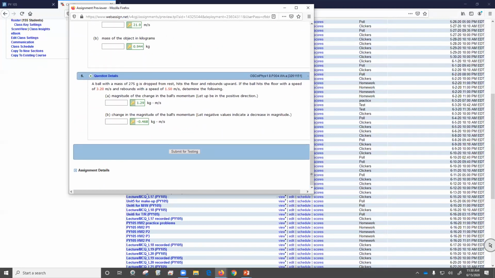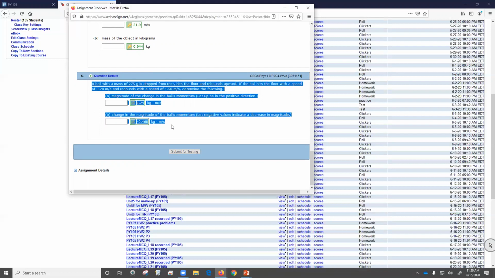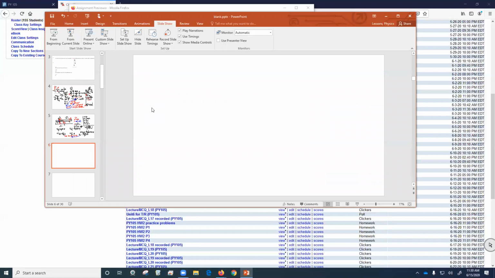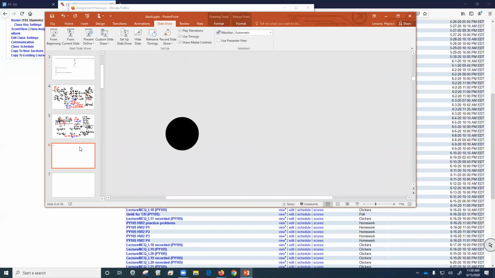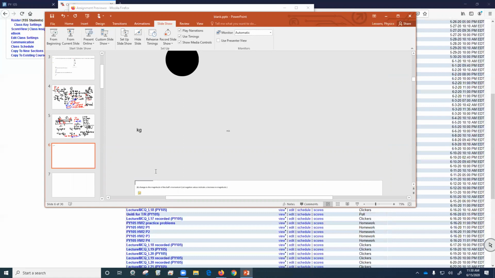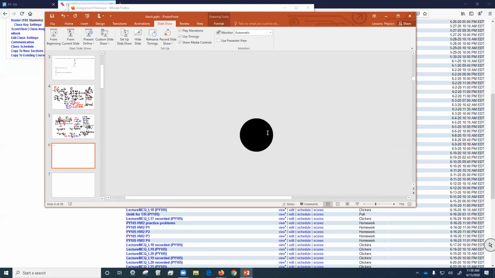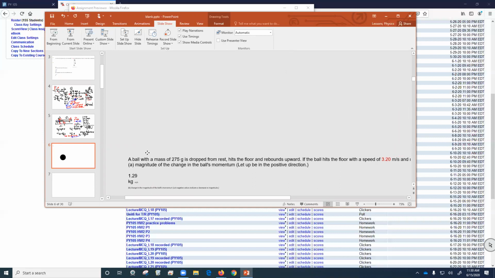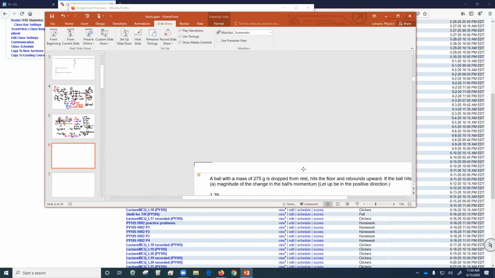A ball is dropped from rest. Okay, hits the floor and then bounces back. What do we need to calculate? Let's see. What happens here? All right, I don't want this. I just want this. Here.